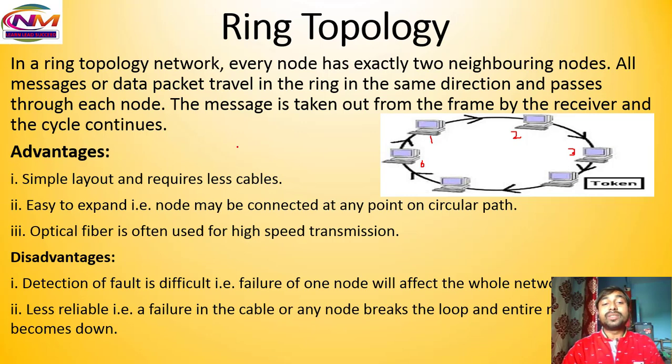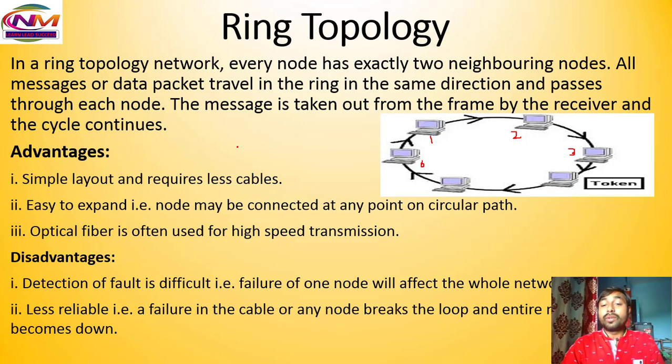It is easy to expand, that is, a node may be connected at any point on the circular path. There is no difficulty in expansion of the network. You can connect from any point; you only need two neighboring nodes, and after that you can connect all those computers. Optical fiber is often used for high speed transmission. For this topology, optical fiber is used for high speed transmission. The disadvantage: detection of fault is difficult.